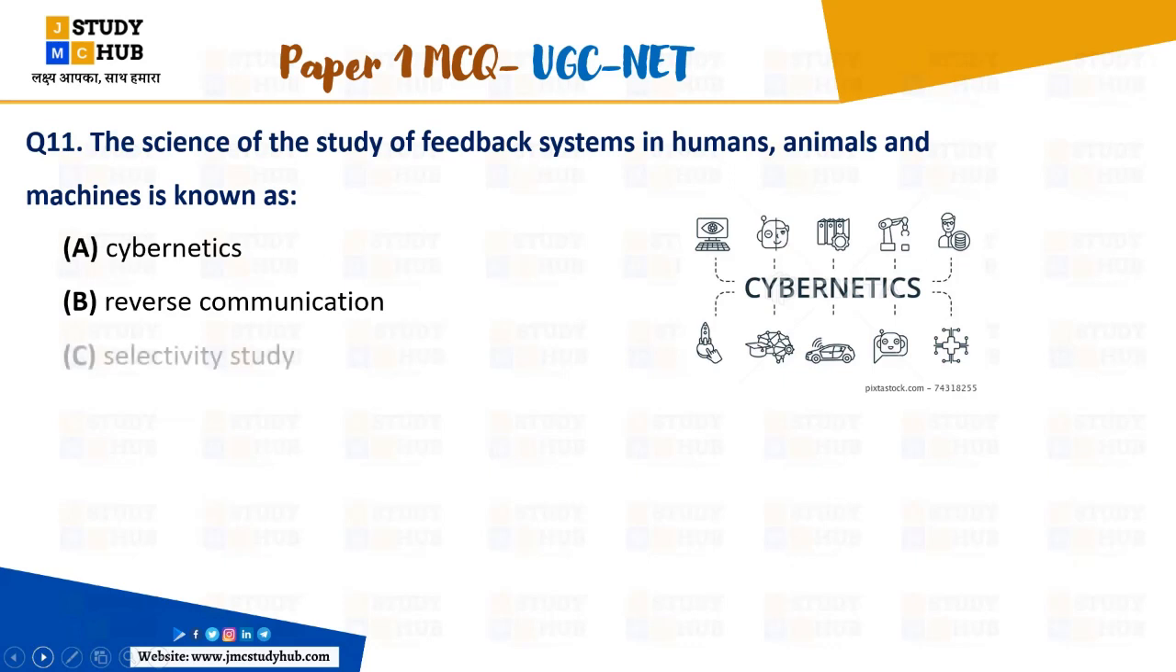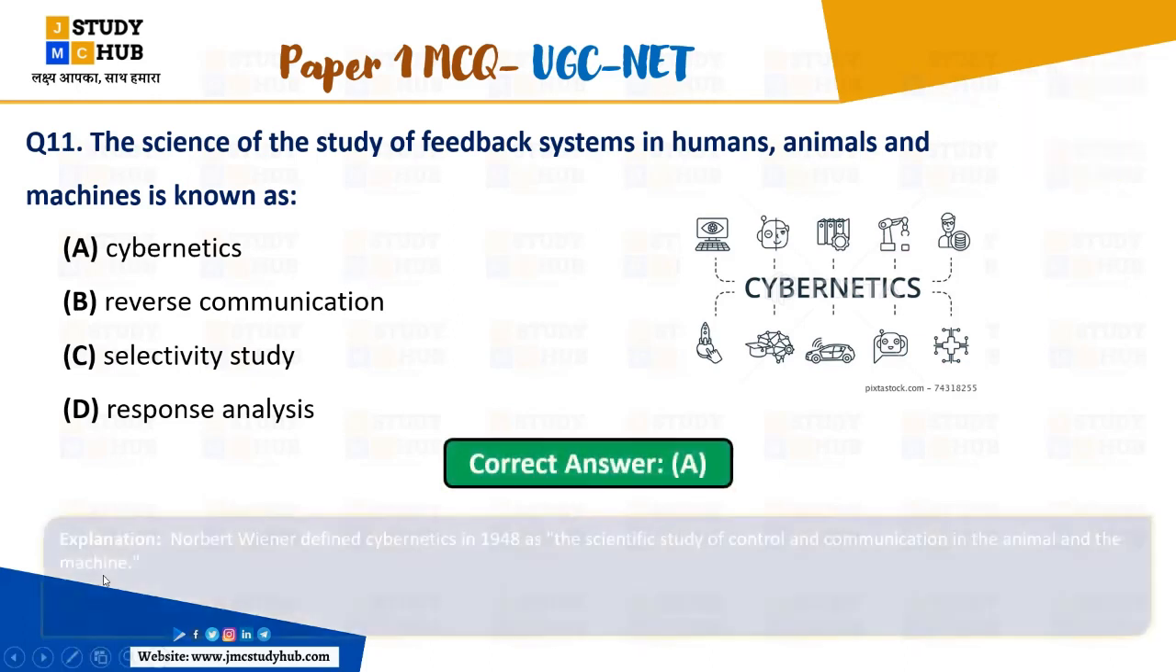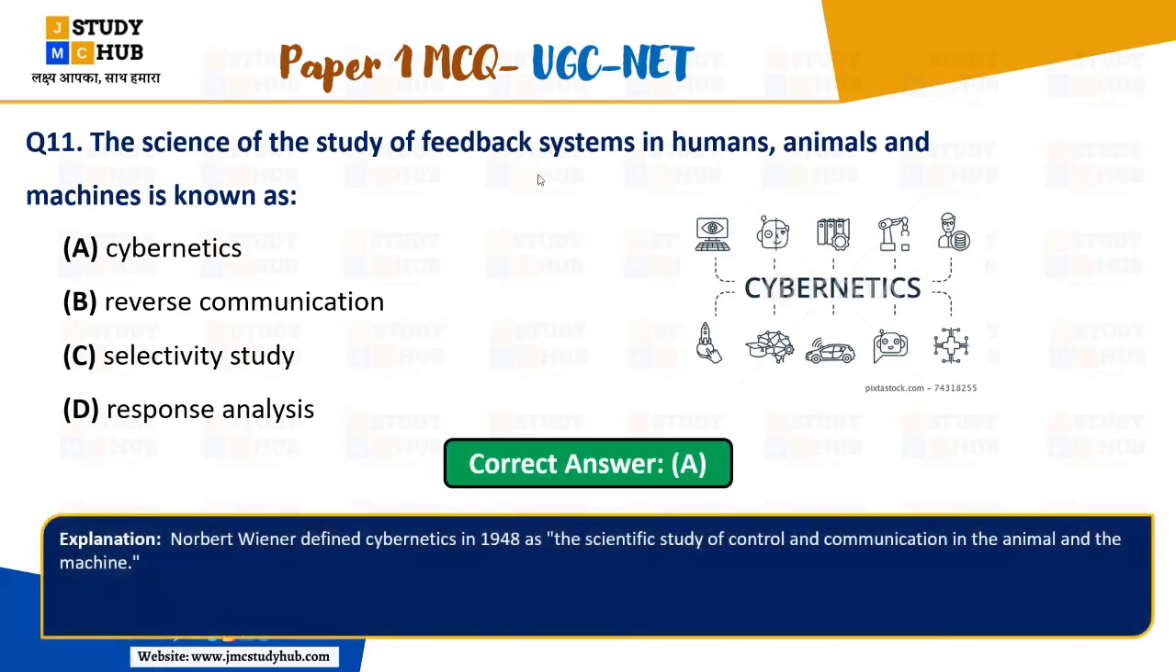So options are here, that is cybernetics, reverse communication, selective studies and response analysis. Everybody please answer. Yes, that is what the answer is, which the image is also saying to you, that is cybernetics. Okay, so this is a study of the feedback systems in humans as well as in animals, right? So studying the feedback systems is called cybernetics, right? And who had defined cybernetics? Norbert Wiener defined cybernetics in 1948 as the scientific study of control and communication in the animal and the machine. It is important to note down who defined cybernetics, right?